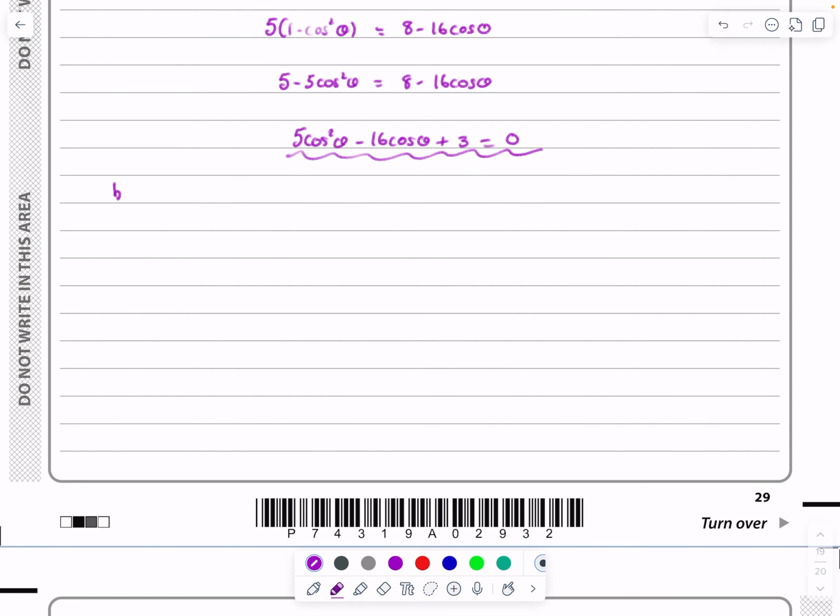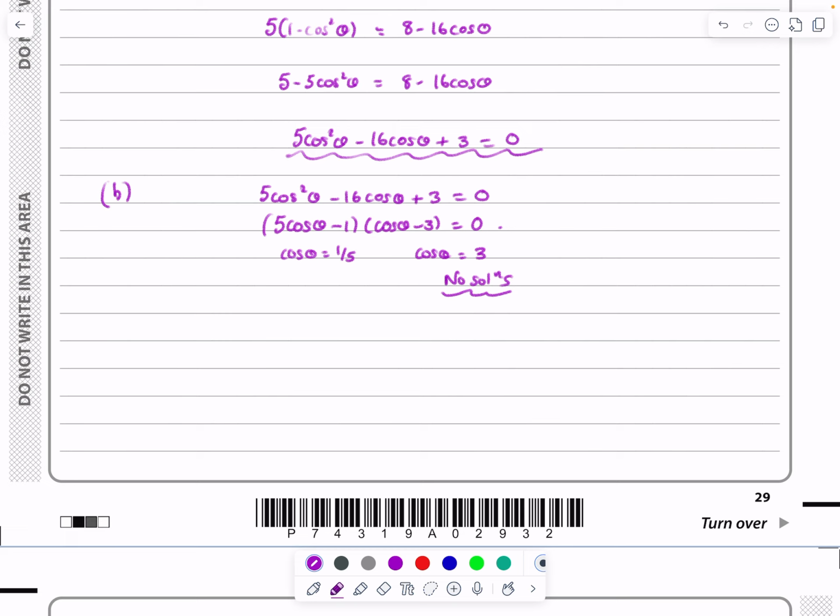So part B, solving the equation, if I've got 5 cos squared theta minus 16 cos theta plus 3 equals 0, it's almost certainly going to factorise. It does. It's 5 cos theta minus 1, cos theta minus 3. If you don't know how to factorise one of those, go and have a look at the other videos on my channel that show you exactly how to do that. I'm going to get here cos theta equals a fifth, or I'm going to get cos theta equals 3. Well, that doesn't work. There's no solutions from cos theta equals 3. So cos theta equals a fifth is what I want.